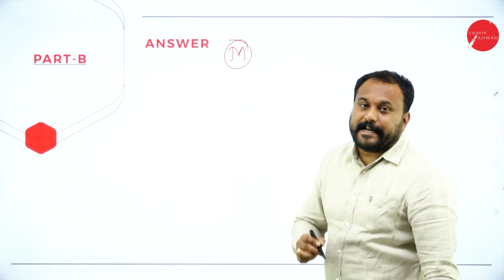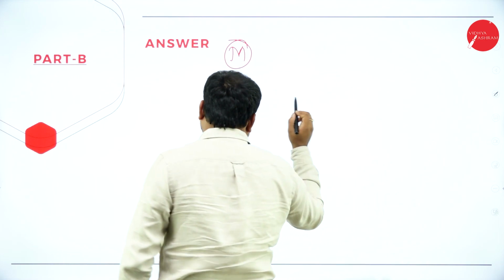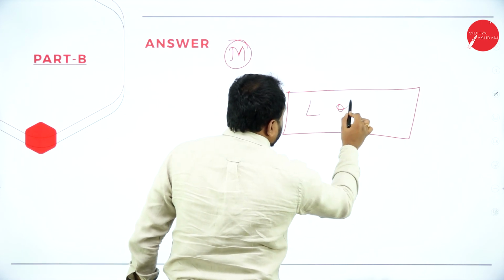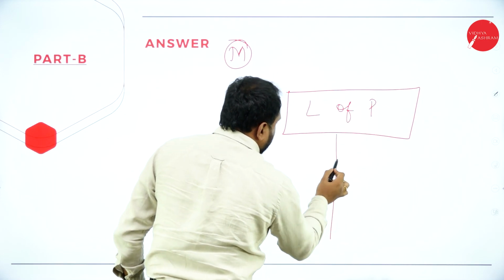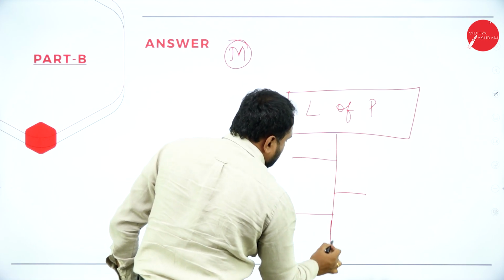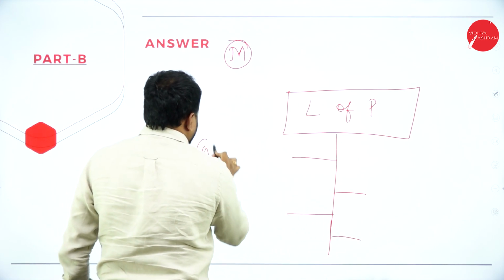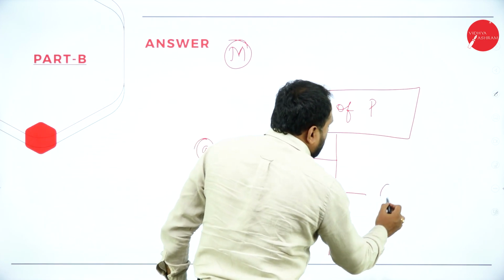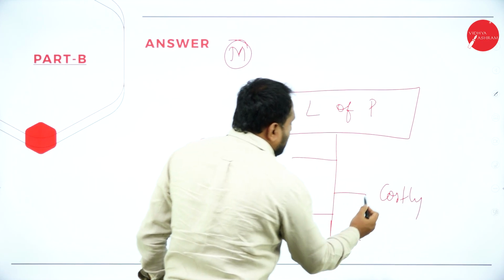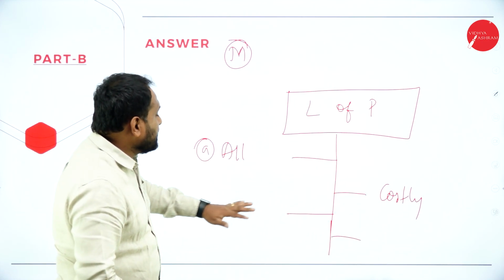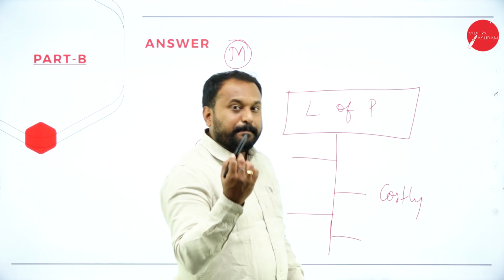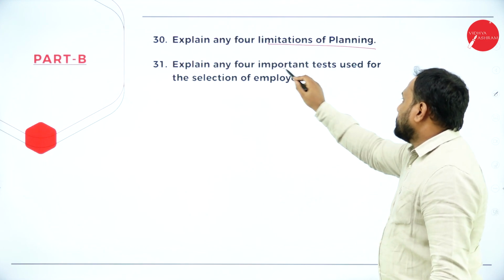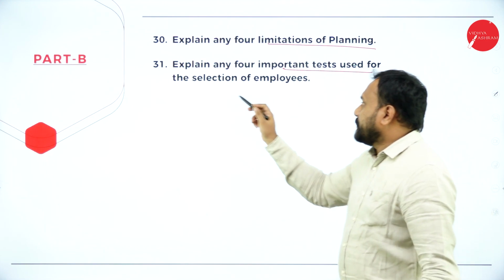Then please do write the flow chart. Now when you write the flow chart, here it is. You can write limitations of planning. Here you can write A, all plans will not lead to success. B, costly. Like that you can write the remaining things and then start explaining each and everything, plus give a conclusion for it. Explain any 4 important tests used for the selection of employee.